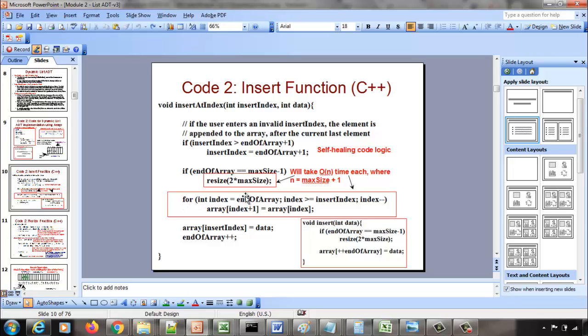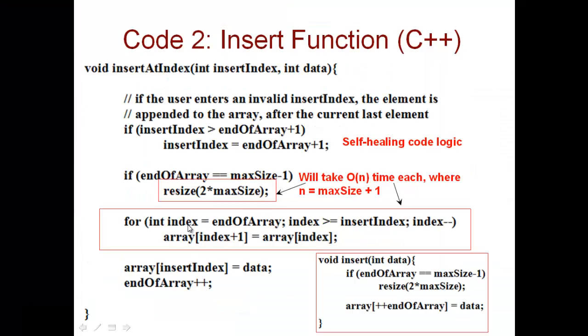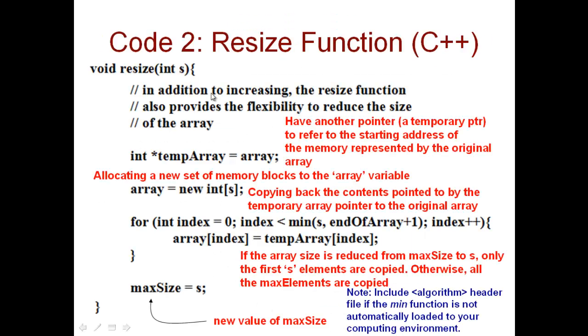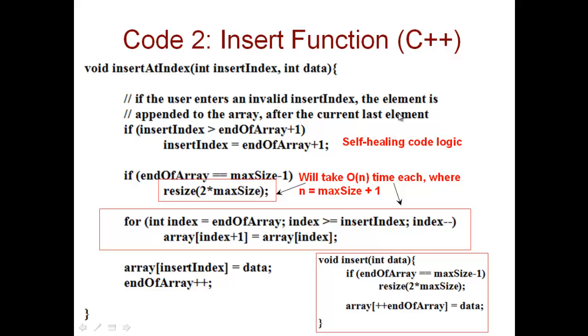So to insert our new data, we'll go through a for loop. And let us see, right now in this example I want to insert at index 4, right? So end of array is still 3, we have not changed end of array, only max size has been set to 8, right? Because if you see in this resize function, I have not anywhere changed end of array. I have just changed max size at the end of this function to the new size, which is 8 in this example. So end of array still remains to be 3, right?